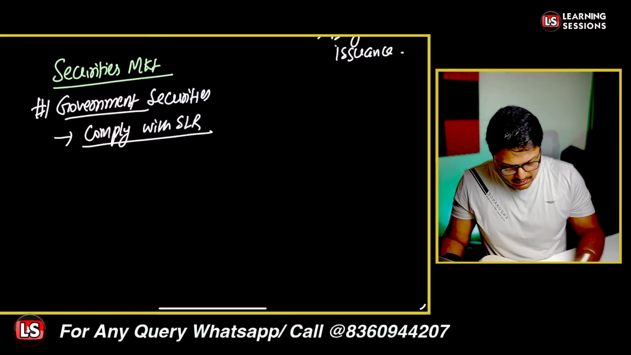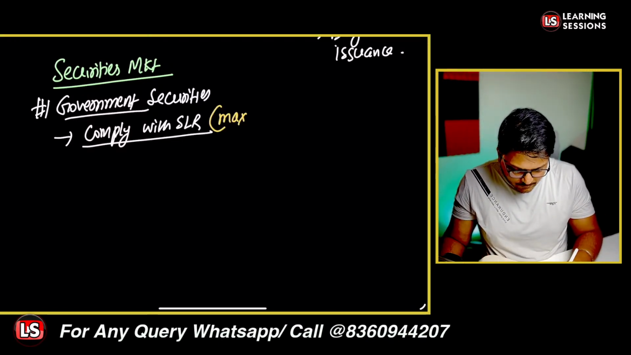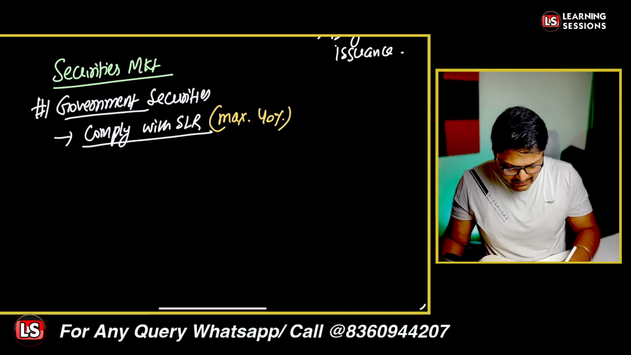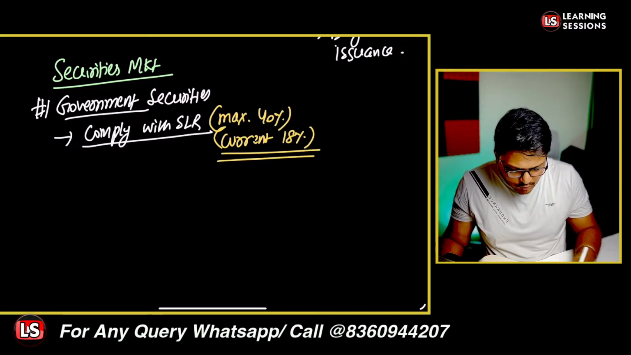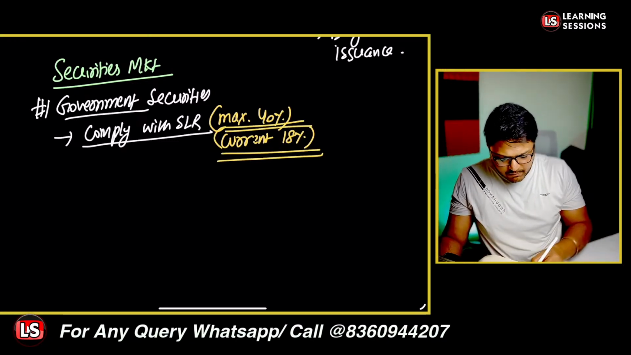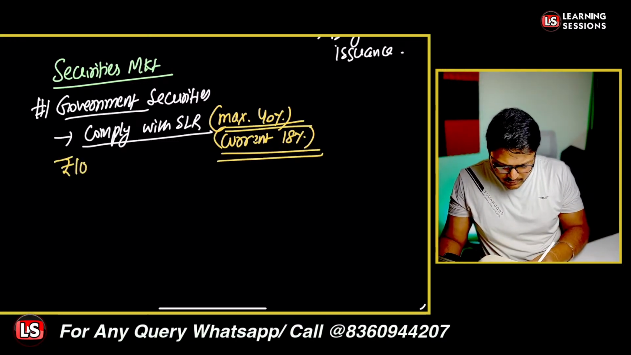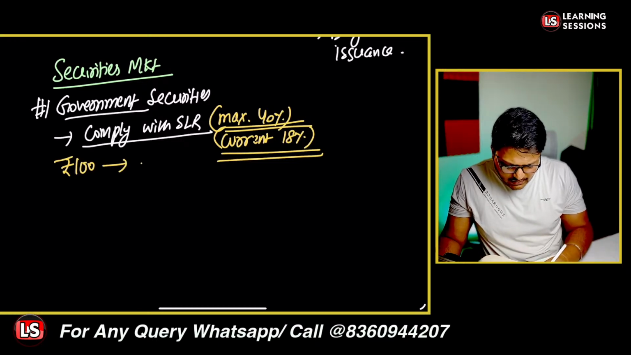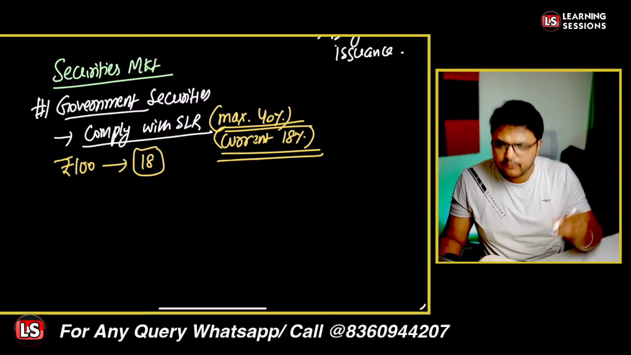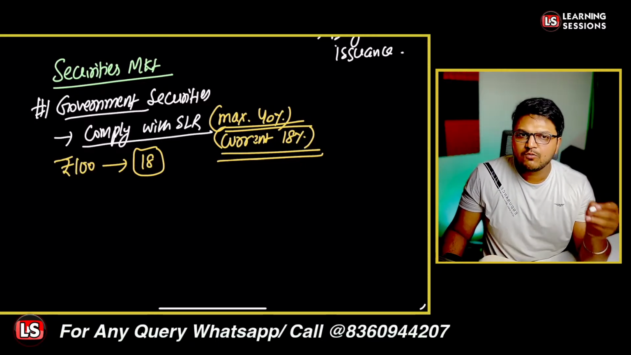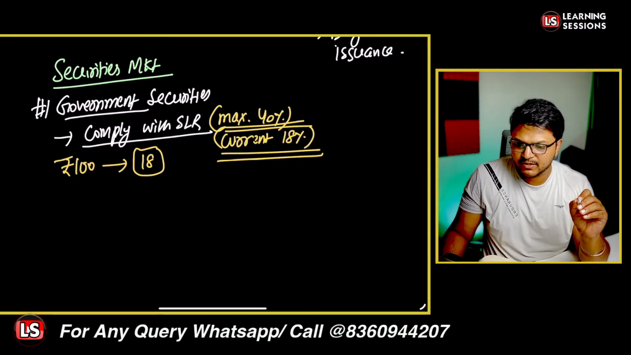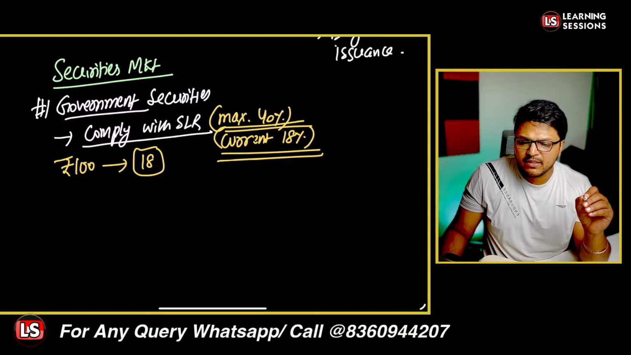So SLR can be maximum up to 40%. And right now the current SLR is what? Currently the SLR is to be maintained at 18%. It means for every 100 rupees of deposits, the bank is to maintain 18 rupees in the form of securities or in the form of cash, whatsoever it is. So it's basically like that. Is that clear? So the SLR requirement is particularly there.